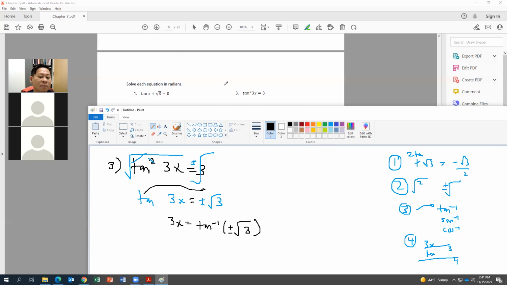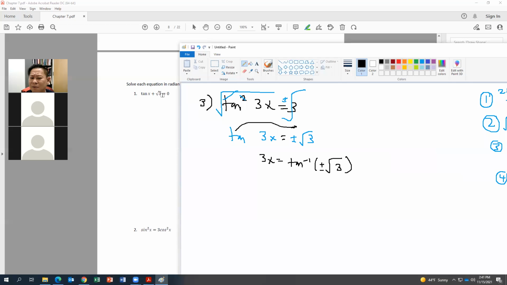On question 1. Can someone tell me what the angles are again for √3 for tangent? We did question 1. Is that 30, 45, or 60 degrees? It was pi over 3 and 5 pi over 3. But unfortunately, for this question, we cannot use this, because you have the plus minus. So you have to give me all 4 quadrants.